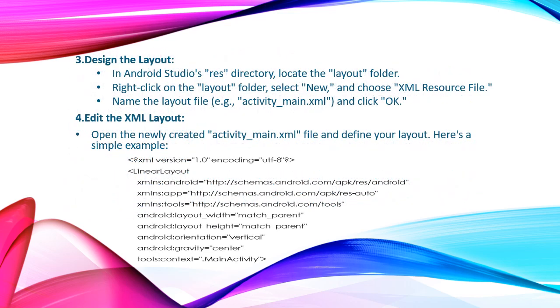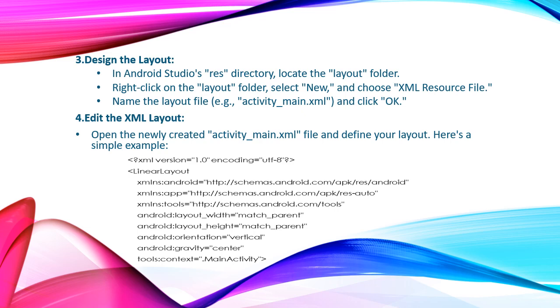And next, design the layouts. In the Android Studio project directory, locate the layout folder. Right click on the layout folder and select New and choose XML resource file. And then name the layout file, for example activity_main.xml, and click OK. Then edit the XML layout. First open the newly created layout file, such as activity_main.xml, and define your layout. Here is a simple example, which is the XML code source of the activity_main.xml.